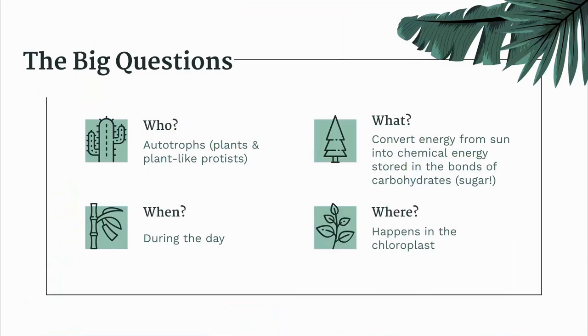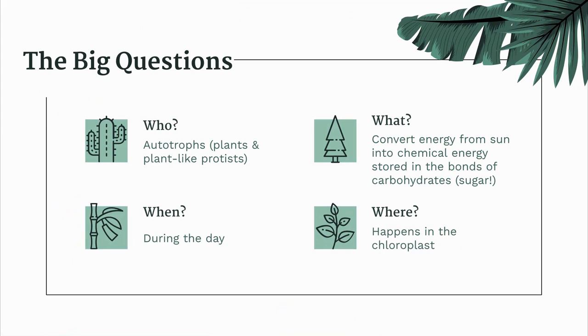Autotrophs, plants and plant-like protists, are the ones who go through this process. This process is converting energy from the sun into chemical energy stored in the bonds of carbohydrates, which is a sugar. When does this happen? During the day, when the sun is out. We are taking the chemical energy of the sun, so we need the sun. Where is this happening? This happens in the chloroplast.